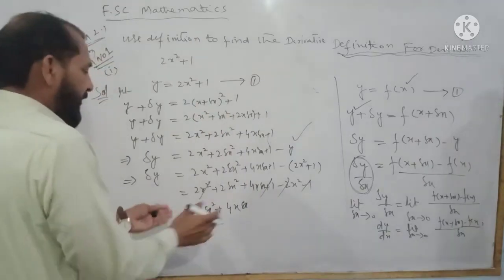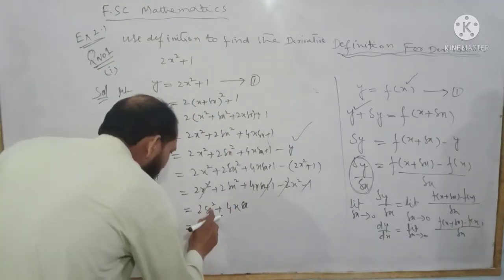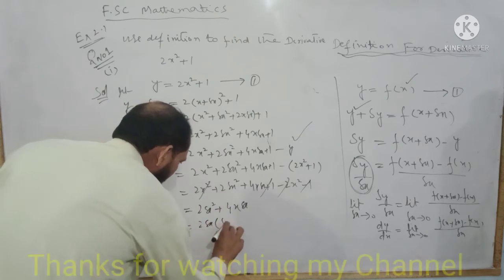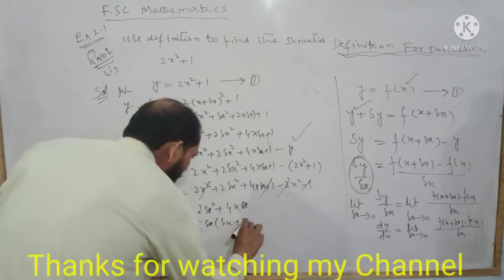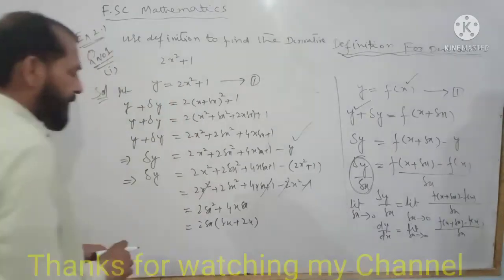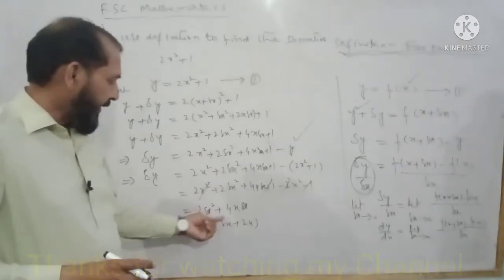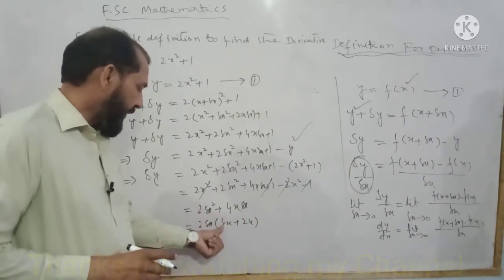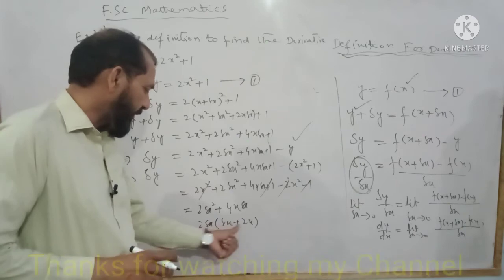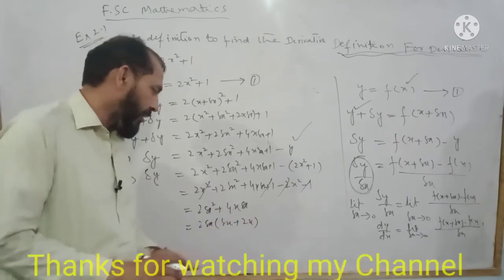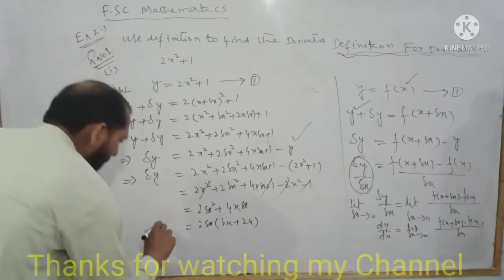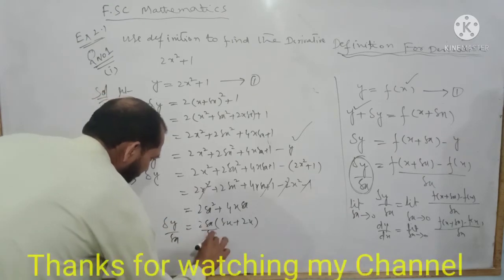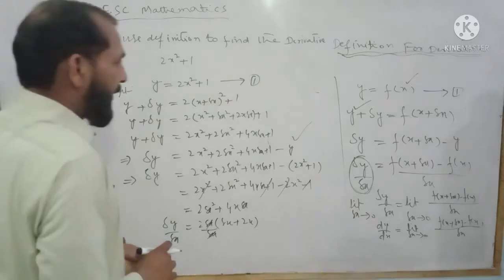Okay, after this we have to take 2 del x common on both sides. Here we can take del x as common. We have del x only one, plus 2 is this and x, we take del x outside of the function. After this we divide del x on both sides.